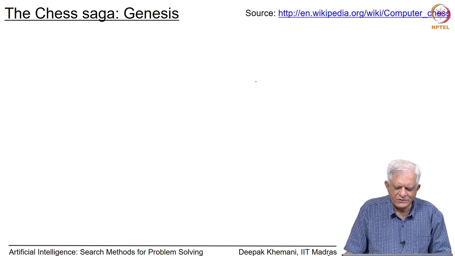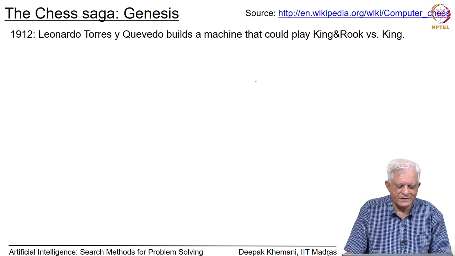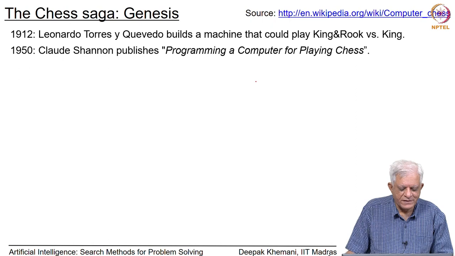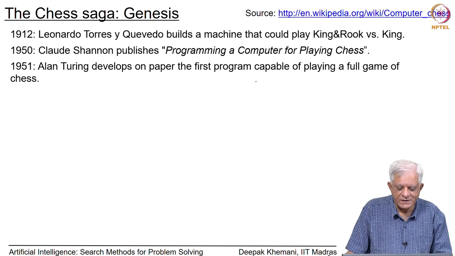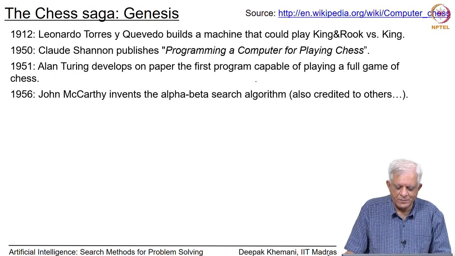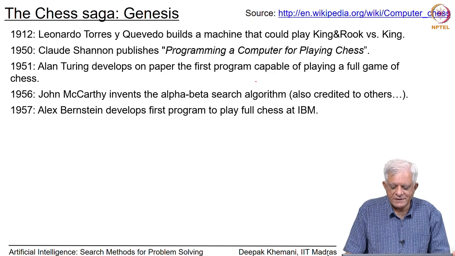So, let us now quickly go over the chess programming saga, and it all began in 1912 when Torres wrote a program to play the king rook versus king endgame. Claude Shannon, father of information theory, published How to Program a Computer to Play Chess. Alan Turing wrote a program on paper, he did not implement it, capable of playing a full game of chess.